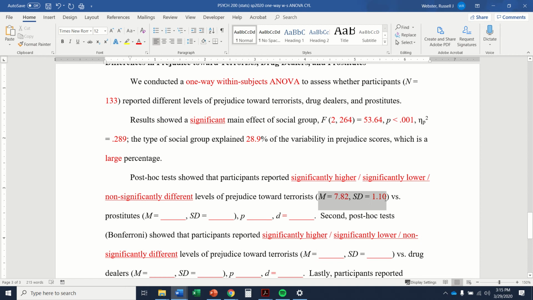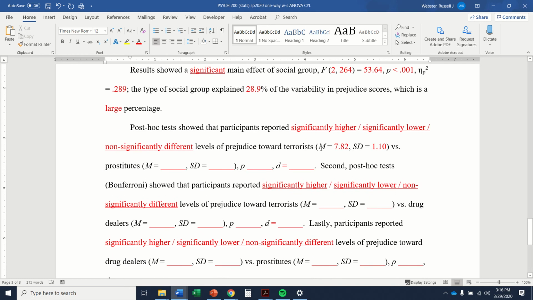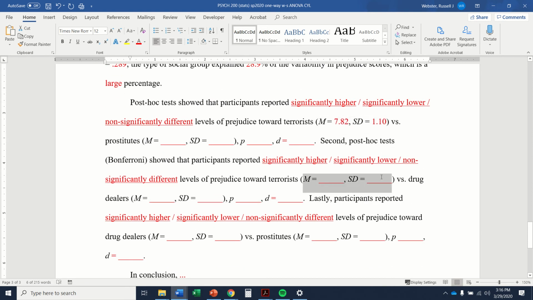And the response scale is actually here, 1 to 9. So we're definitely in the upper end of the response scale here. People are reporting pretty strong negative feelings towards terrorists. So let's copy the mean and standard deviation over.